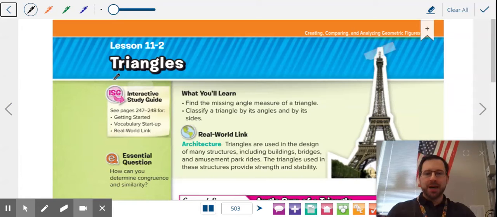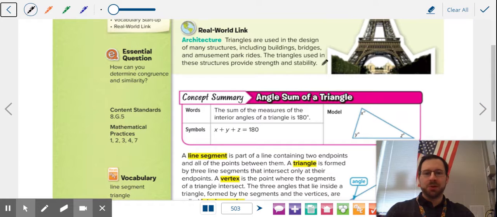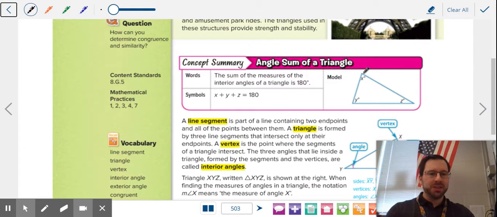All right, welcome back. We are on to lesson 2 of unit 8, and there's only 3 lessons this unit, so it's a short one. So let's talk about triangles. Basic principle you know about triangles is that in every triangle, the interior angles add up to 180. And because of that, we can write an equation to solve. If I know 2, I can figure out the third.